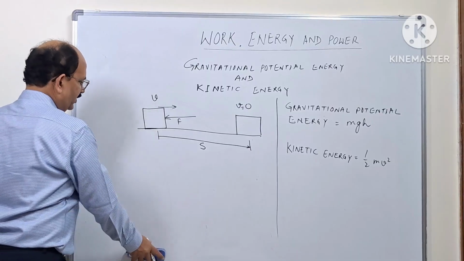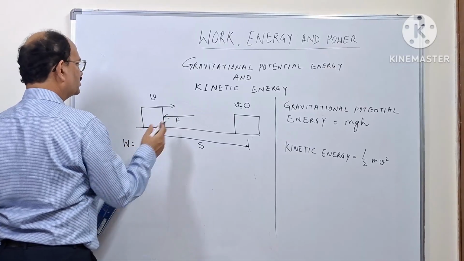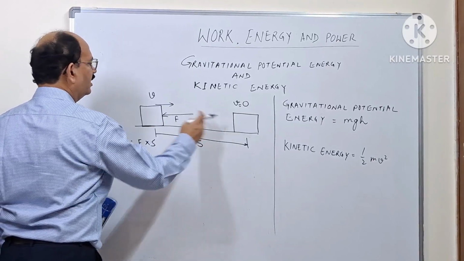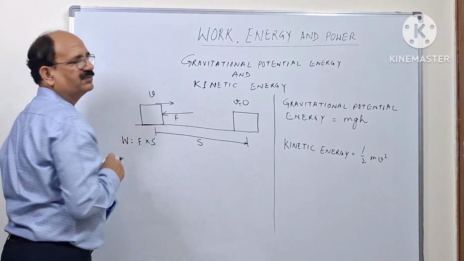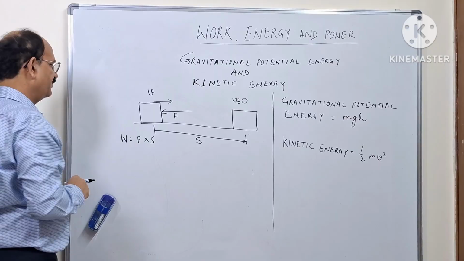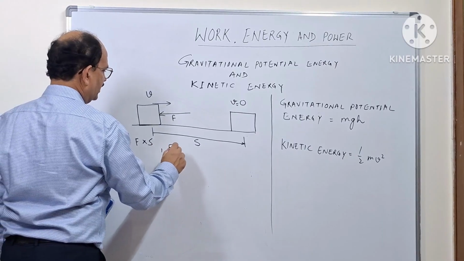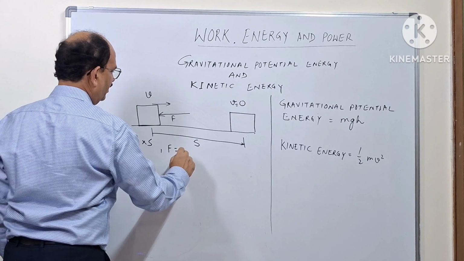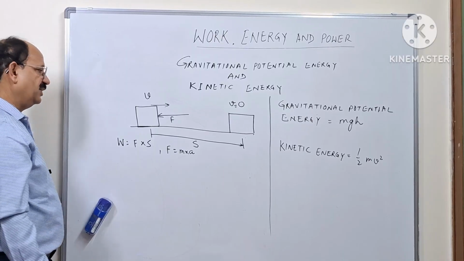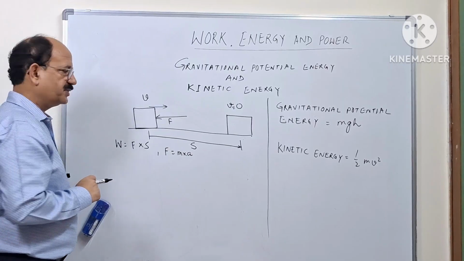Okay. So from that definition, the work done by the opposing force or retarding force will be F multiplied by the distance covered by the body in the opposite direction of this force. That is the work done by this retarding force. Okay. Now, we also know that force applied on a body will be equal to mass into acceleration from Newton's second law, right?